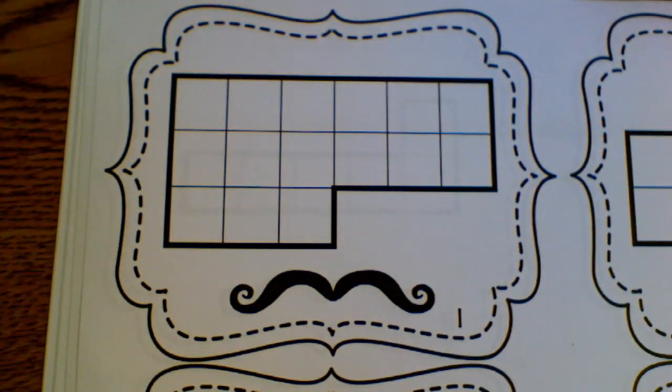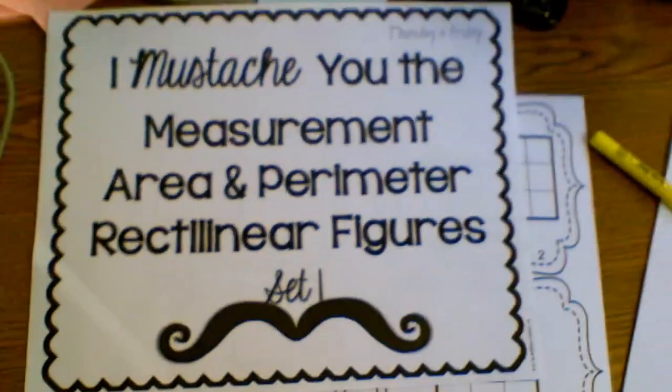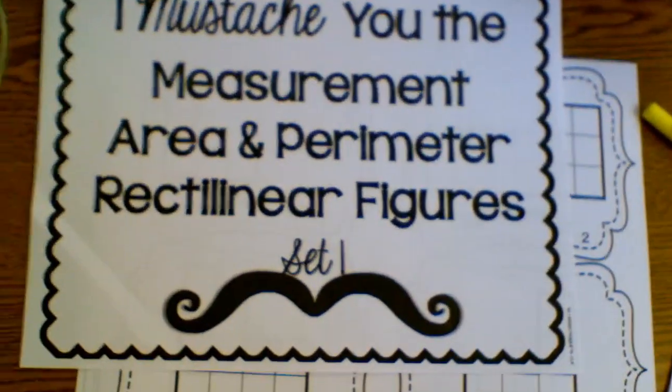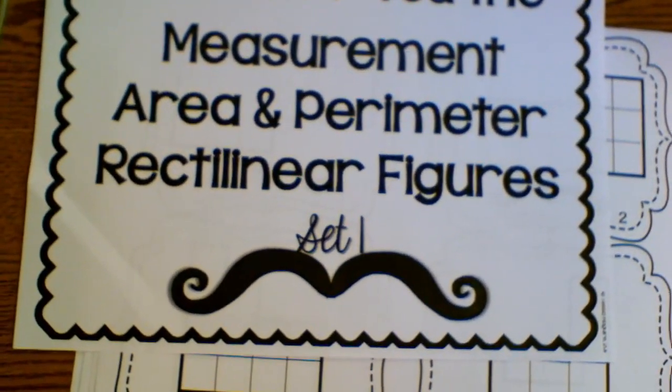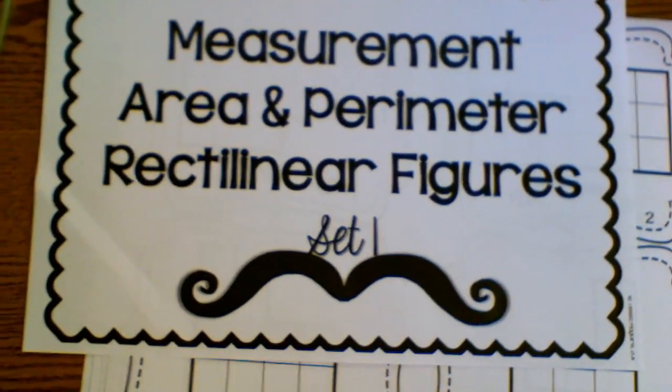So, right now, you have just read your math directions for the day, and you just watched the introduction video about today's assignment. So, today we are going to be looking at set one. It says, I measure the measurement, area, and perimeter of rectilinear figures.